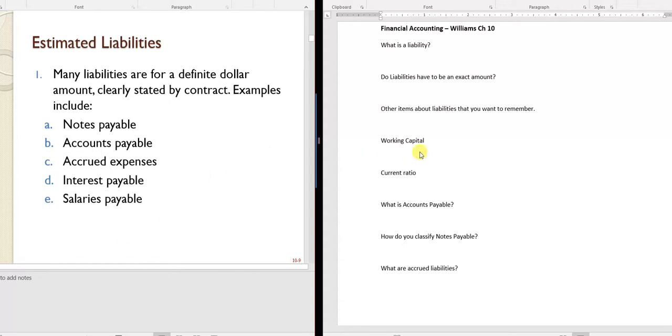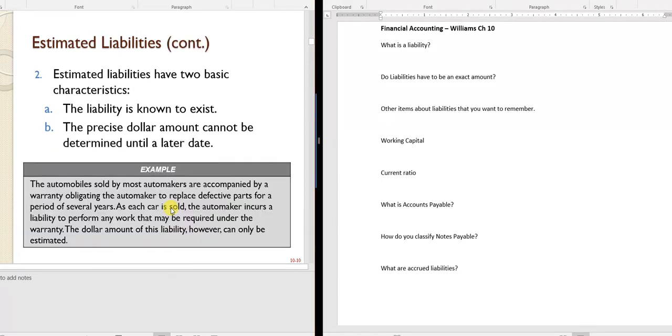Estimated liabilities. So do liabilities have to be an exact amount? The answer is no, but a lot of them are. So notes payable, I generally sign a note stating how much I'll pay back. Accounts payable, if a business buys from another business and it pays later. Accrued expenses like salaries payable, utilities payable, again, those are usually an exact amount. Interest payable, salaries payable. But they don't have to be an exact amount.